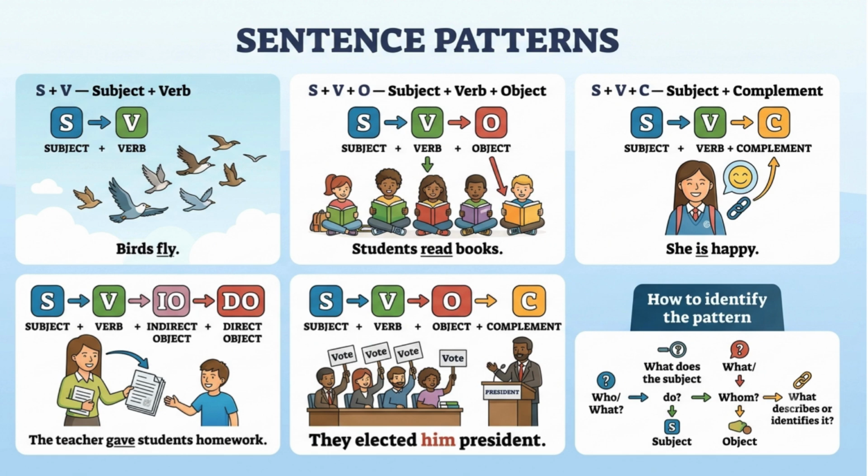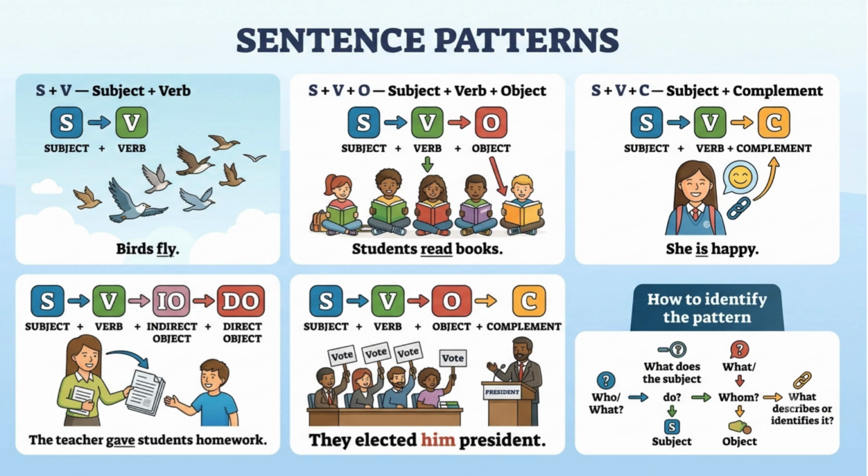Now we can make things a bit more detailed by adding a receiver for that action, which creates the subject plus verb plus object pattern. If the students are our subject and they are reading, what is a specific object they might be reading to complete that sentence? Maybe they are reading a textbook? Or like a comic book? So it would be the students read a textbook.